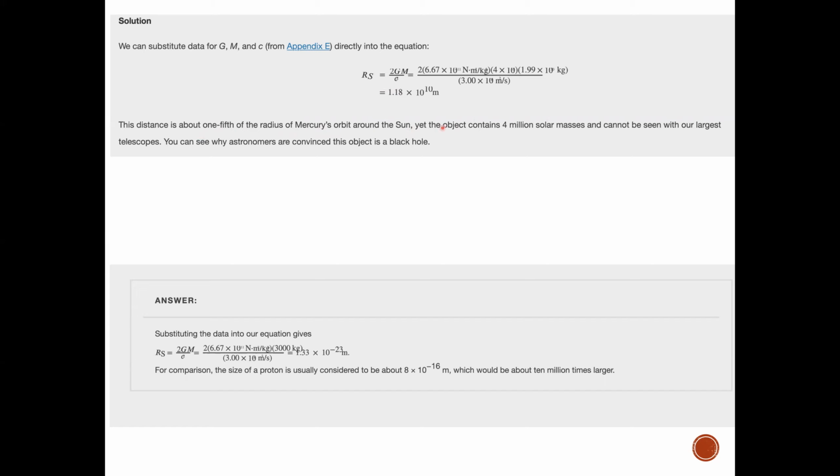Now you can see that yet the object contains 4 million solar masses. Now this is why black holes are special. So they are very small in terms of their size, but the density is huge, right?